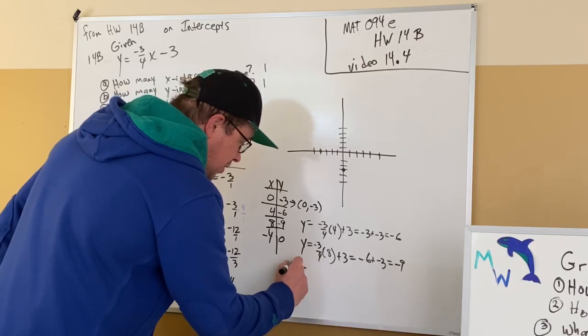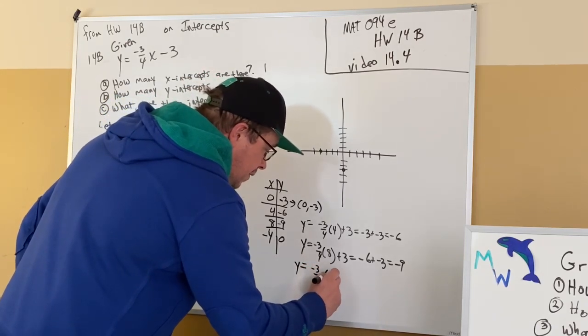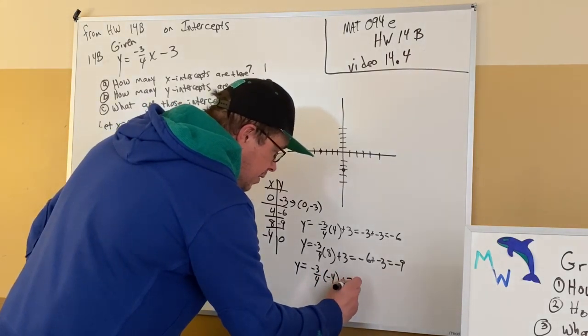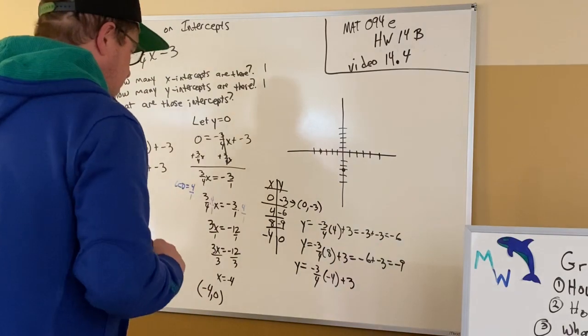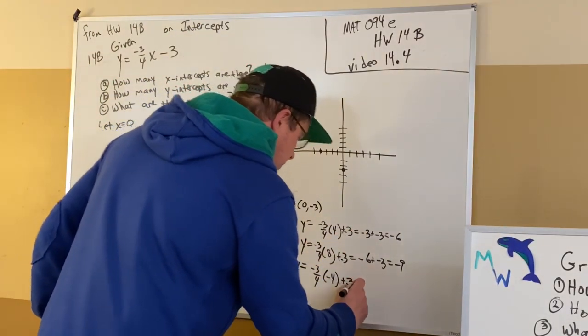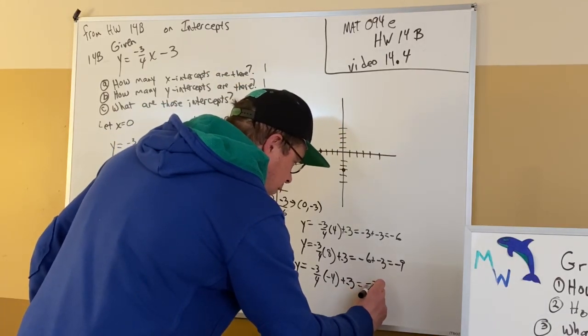y equals negative 3/4 times negative 4 plus negative 3. So let's get these guys doing the right job. And we're going to come out of here with negative.